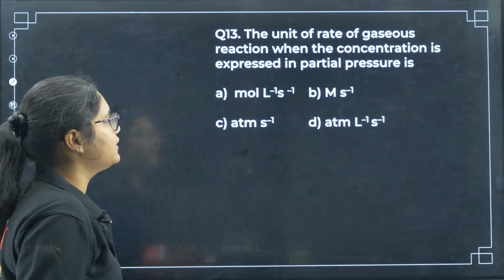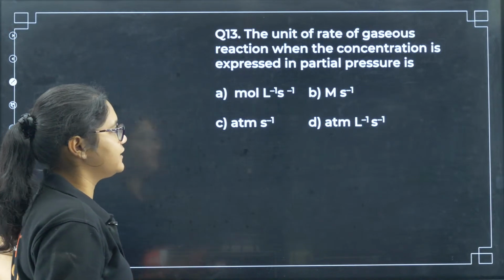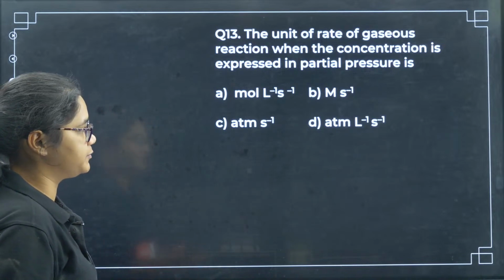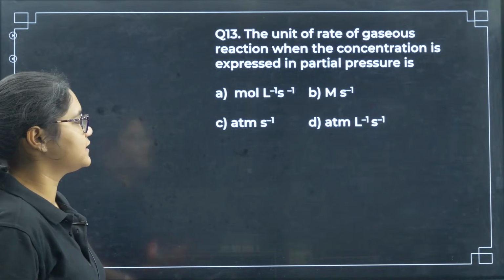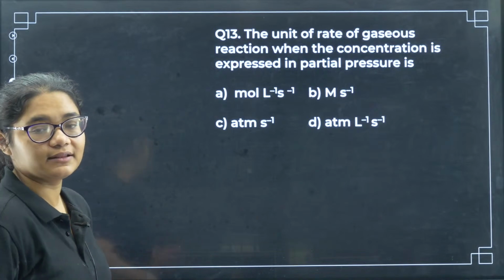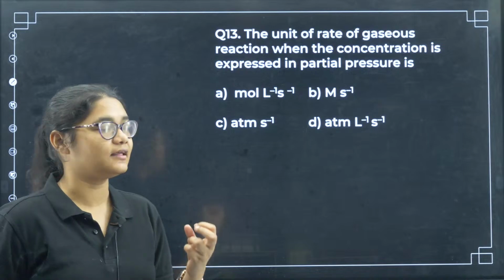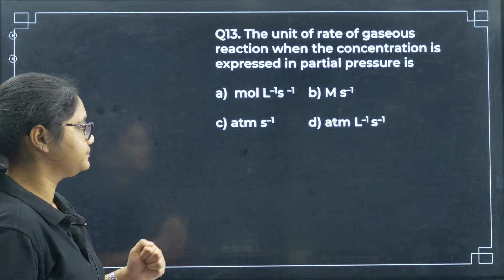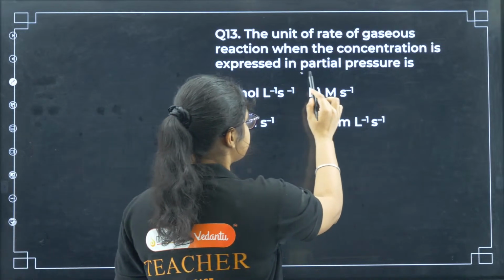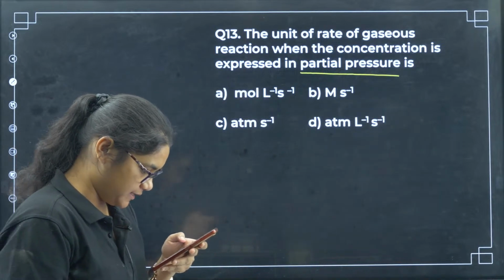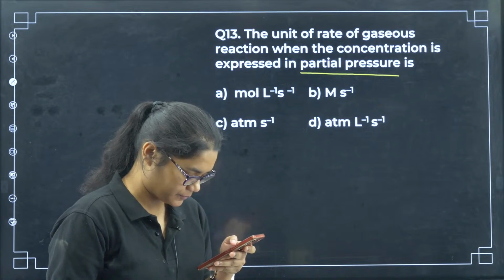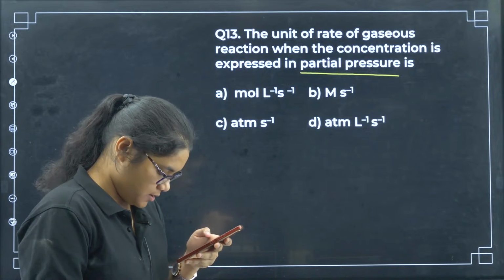Next, the unit of rate of a gaseous reaction when the concentration is expressed in partial pressure is, yes. So what is the correct answer? Unit of the rate when the concentration of the reactants are in the gaseous phase and the concentration is expressed in terms of partial pressure. Very easy question, students. Come on, all of you can answer this one.